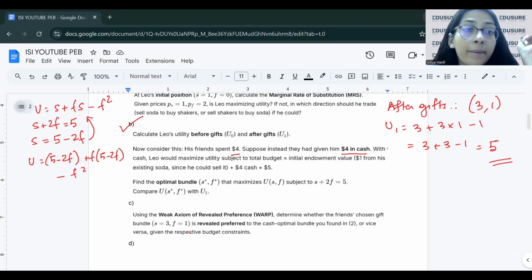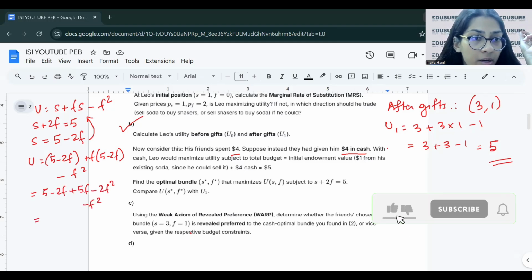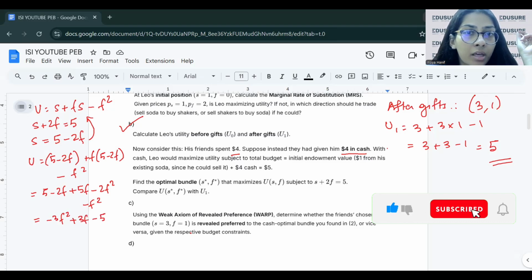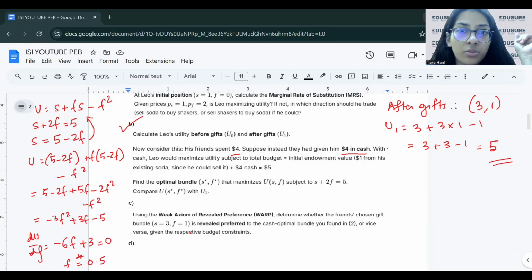Okay? Now I have to maximize this. First I will simplify it a little. So this will be 5 minus 2f plus 5f minus 2f square minus f square. So this will become minus 3f square plus 3f plus 5. Okay. Now let's do du/df. So what will we get? Minus 6f plus 3 is equal to 0. F is equal to 0.5. Okay. F star is equal to 0.5 and S star is going to be 5 minus 2 into 0.5, which is equal to 4.